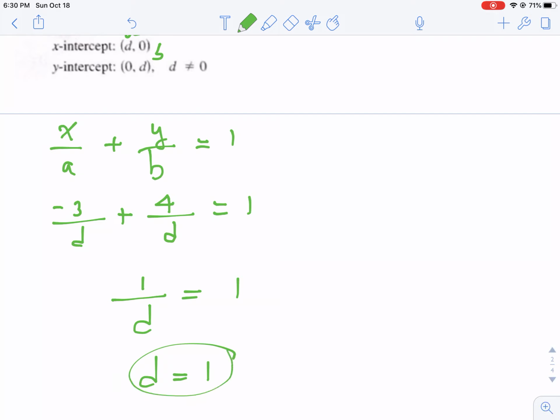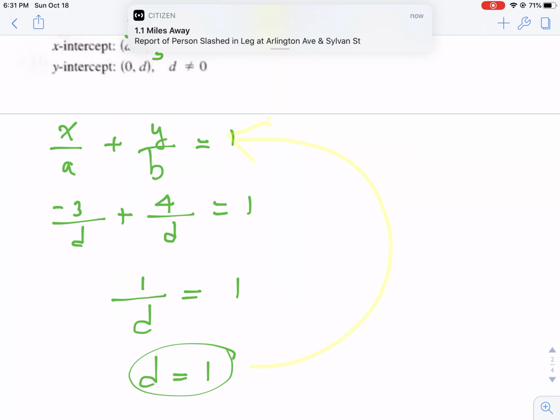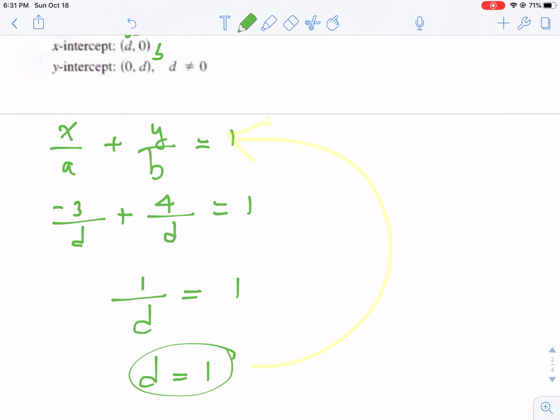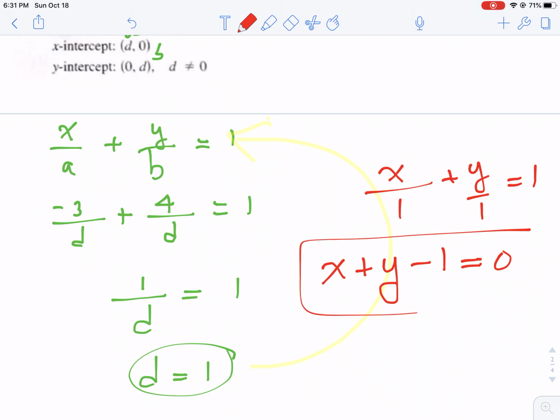Okay, so once you have your d, basically you go back and you put it into the first equation. So you will have x over your d is 1 plus y over your d is 1 equal to 1, and that's basically x plus y. Move the 1 over, and that should be the answer in the back.